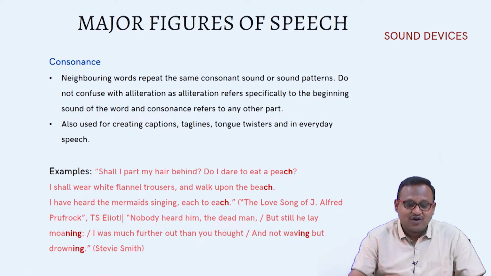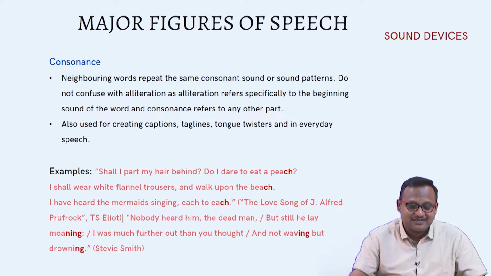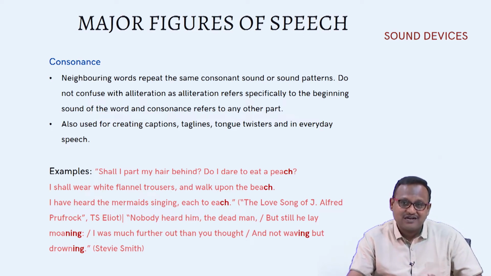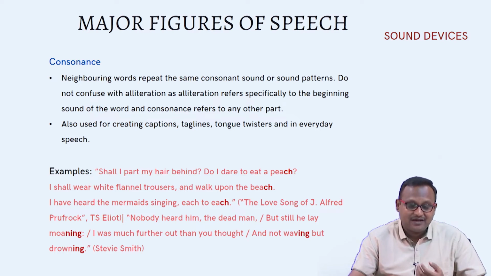Next we go to consonance. Consonance is again a repetition of sounds, but unlike assonance where vowels are repeated at certain intervals, here consonants are repeated at certain intervals. Generally consonance is confused with alliteration, but what we have to keep in mind is that alliteration refers specifically to the beginning sound of the word, the first sound of the word, and how it comes at certain intervals, whereas in consonance it is not so much the beginning, it is towards the end of it.